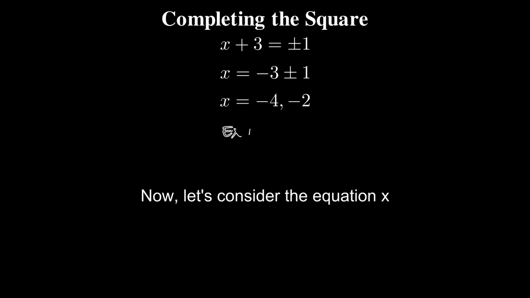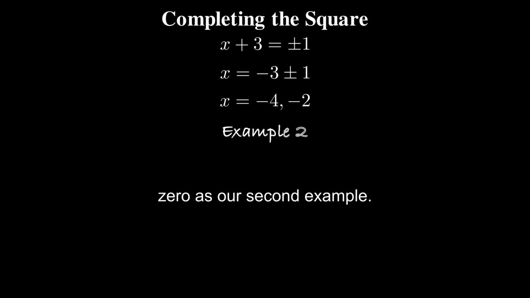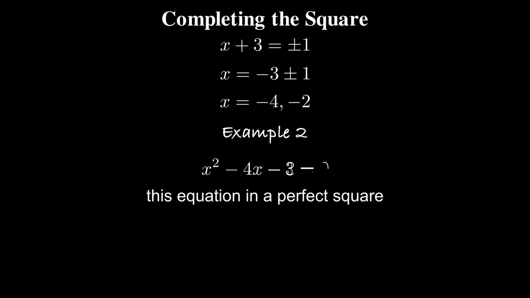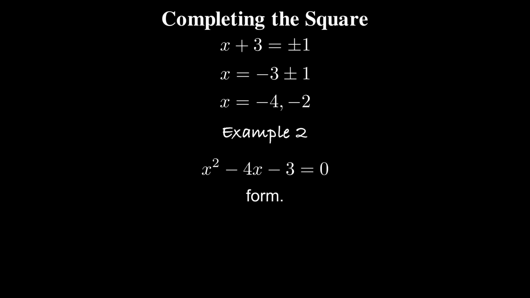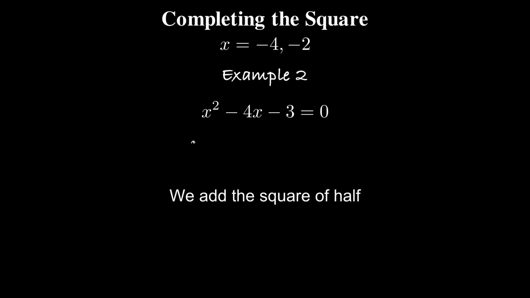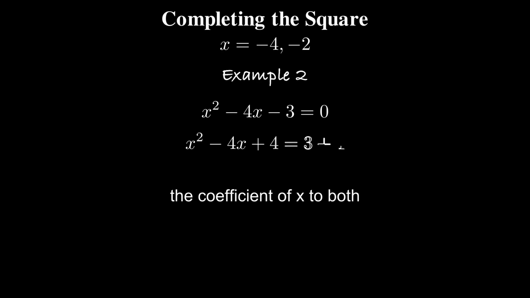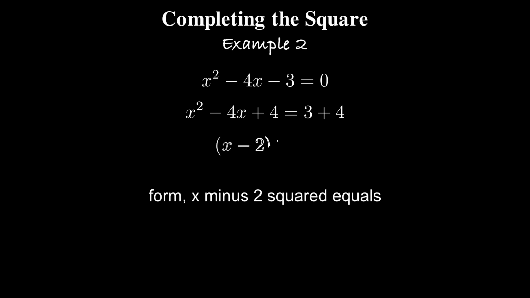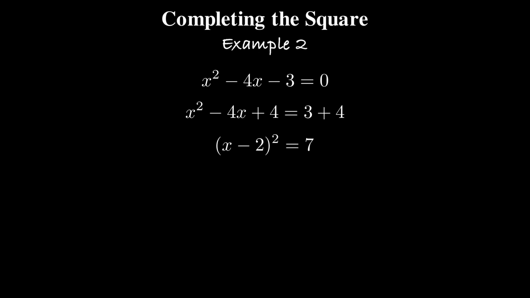Now, let's consider the equation x squared minus 4x minus 3 equals 0 as our second example. Again, our goal is to rewrite this equation in a perfect square form. We add the square of half the coefficient of x to both sides to complete the square. This simplifies to the perfect square form, x minus 2 squared equals 7.